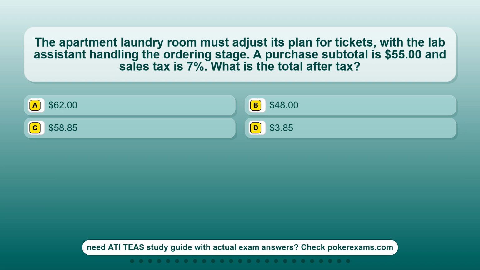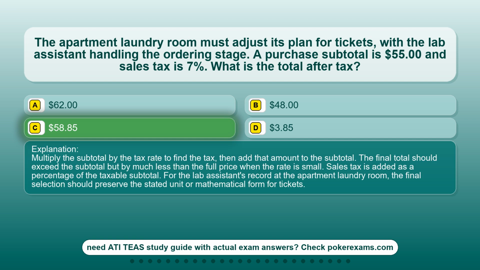The apartment laundry room must adjust its plan for tickets, with the lab assistant handling the ordering stage. A purchase subtotal is $55 and sales tax is 7%. What is the total after tax? Option A, $62. Option B, $48. Option C, $58.85. Option D, $3.85. The correct answer is option C, $58.85.